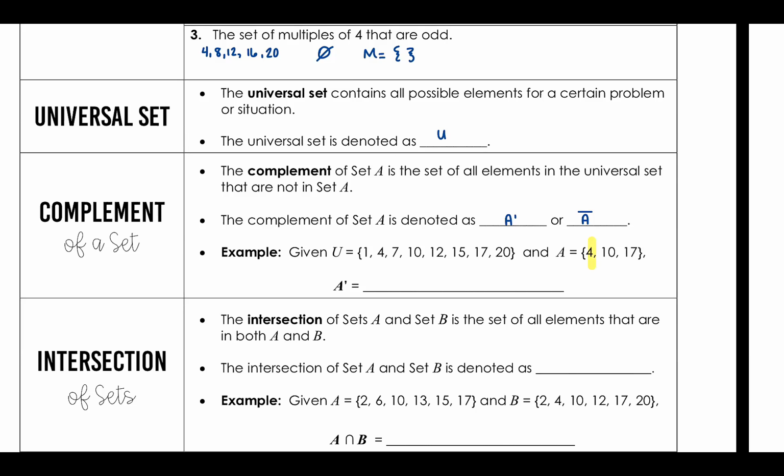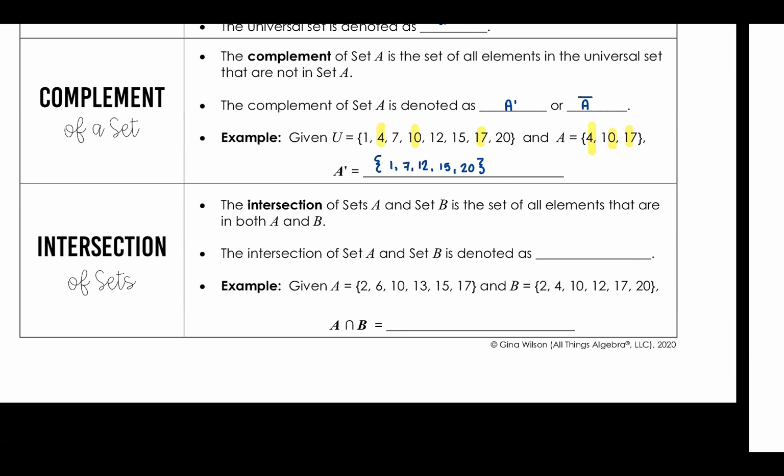We've got 4. Let's find 4 within our universal set. Okay, we've got 10. We'll find 10 in our universal set, and we've got 17. So if a number is not highlighted within our universal set, that means it is not in set A. So that would be curly brace 1, 7, 12, 15, and 20. So those are values that are in the universal set, but they are not in set A prime or A bar.